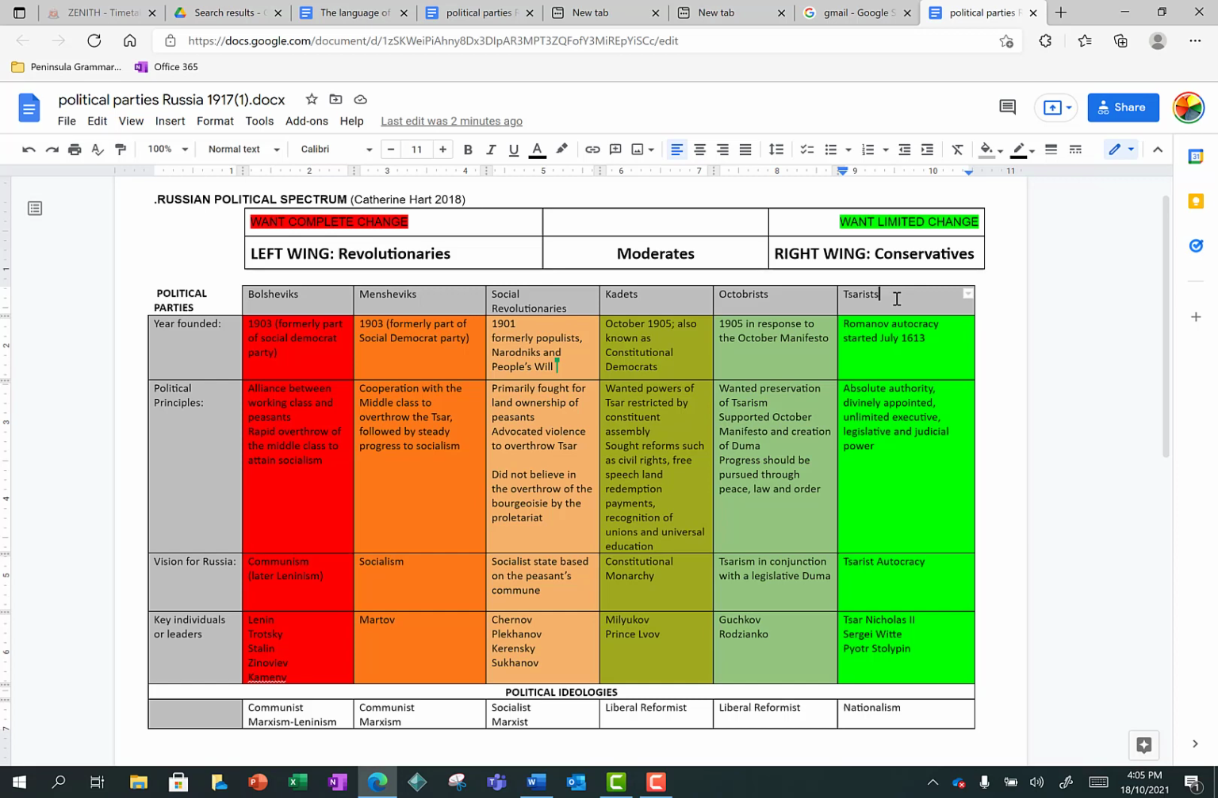So have a look here. Have a look at Rodzianko. Rodzianko is the Prime Minister of the 4th Duma. He is the man that writes to the Tsar and says, you've got to do something. We are on the brink of exploding. Prince Lvov is the first Prime Minister of the provisional government. And you might want to consider why they chose him.